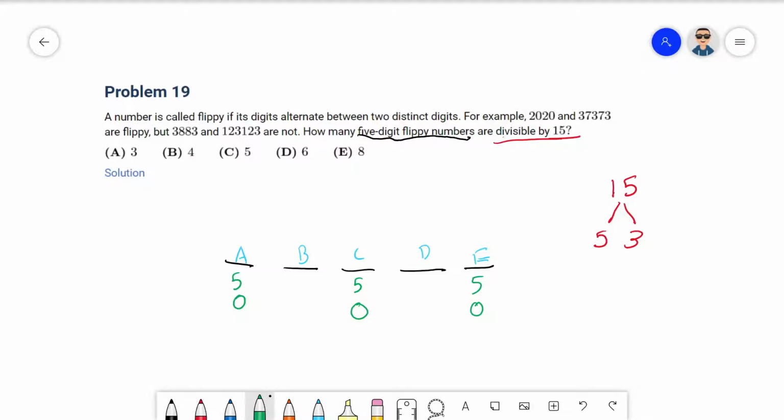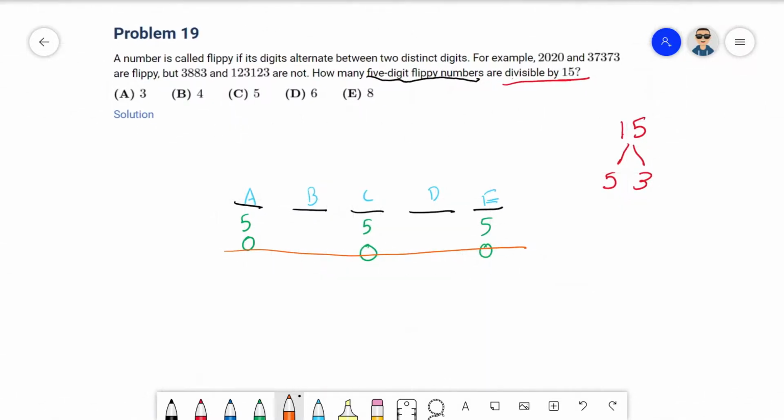So A has to be like 1, and then B can be 0, then C has to be 1 again, and then D has to be 0, and E has to be 1 again. So 1, 0, 1, 0, 1 is a number. So now we know that A, C, and E are the same. If A is 0, this is not going to be a 5-digit number, so we can just cross that out. Because if A isn't 0, then C and E can't be 0.